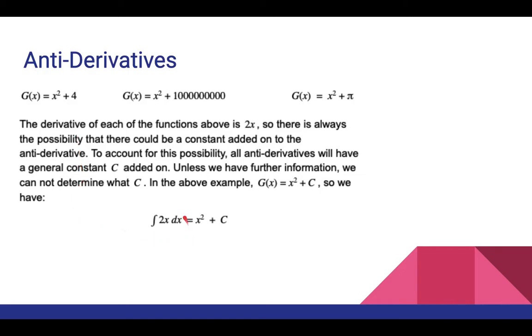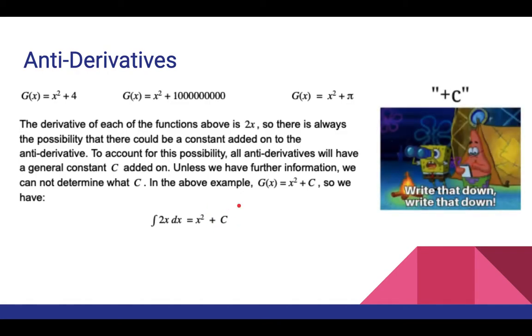To illustrate this, if we're looking at 2x, which is what we calculated our derivative to be, and we're trying to determine what the antiderivative is, we could say that it is x squared. But because we don't know what the constant is, and the derivative of a constant is 0, we have to add a plus c until we have further information to determine what c is. And in the words of SpongeBob, you always need this plus c when you're calculating antiderivatives. We can never forget it.